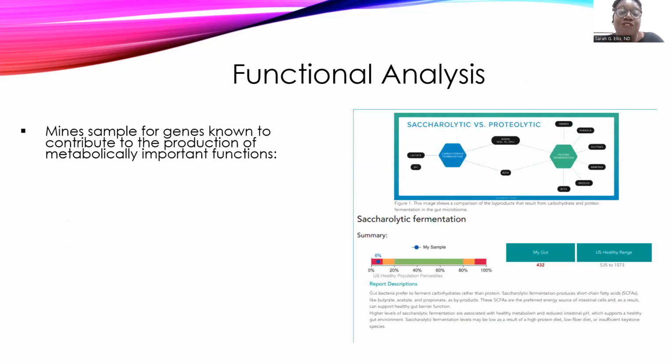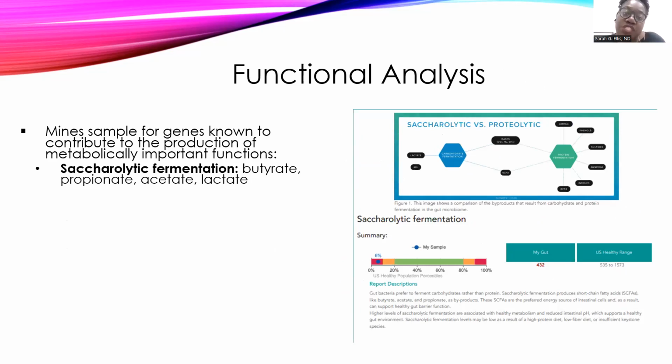And then we look at the functional analysis. So now that we know who is present, let's talk about what exactly these microbes are doing. It mines the stool sample for genes that are known to contribute to the production of metabolically important functions. So they look at saccharolytic fermentation. How well do these microbes make short-chain fatty acids like butyrate, propionate, acetate, and lactate?